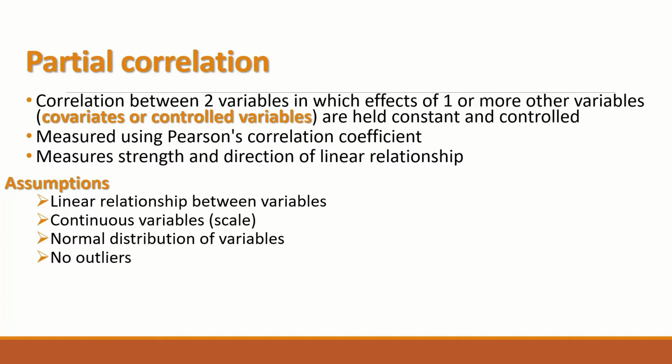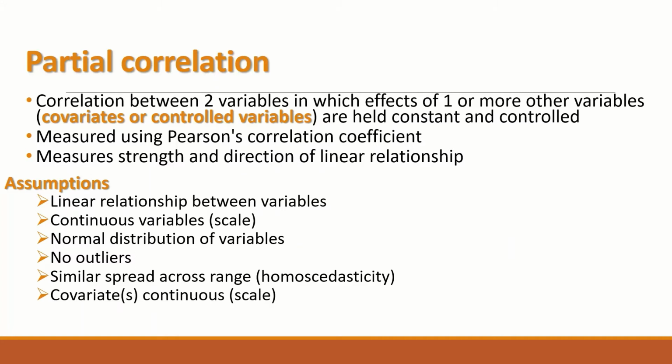There should be no outliers in the data. There should be a similar spread across the range, and the covariate should be on a continuous scale. Fulfilling all these assumptions will permit doing the partial correlation test.